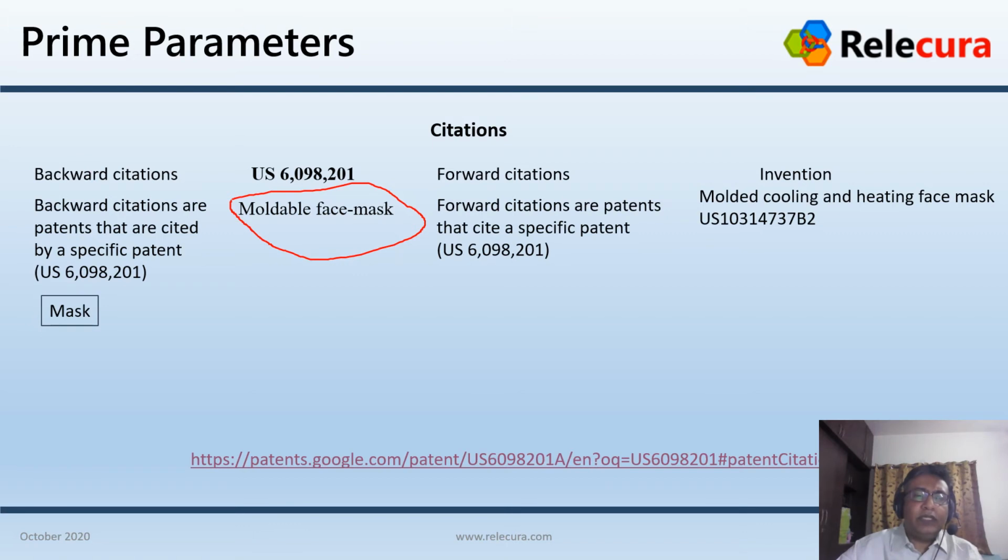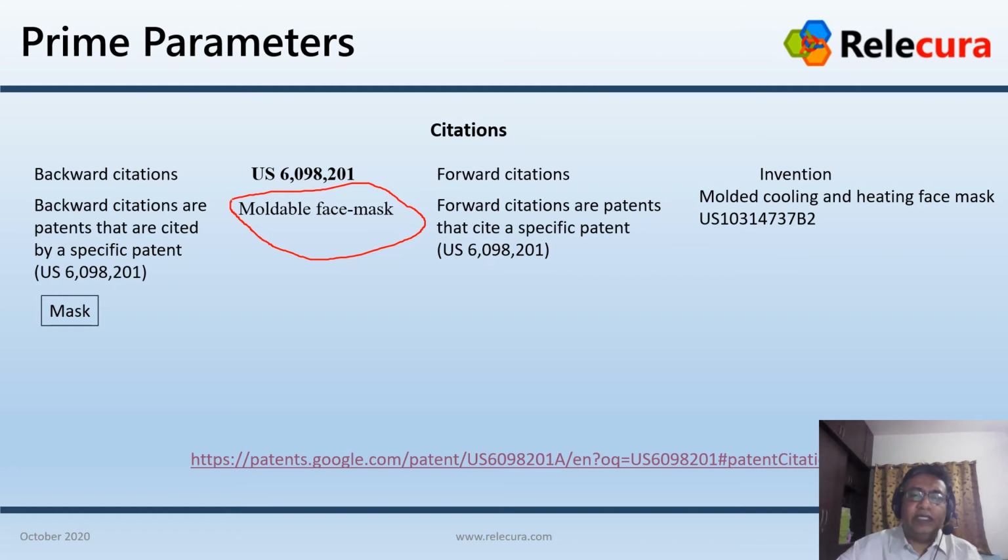So what all problems are there? He looked around at what masks are available. So a simple mask will be the problems or the backward citations. If somebody wants to use his invention, which is the moldable face mask, like this one, he has come up with a moldable cooling and heating face mask. So moldable is there, mask is there, but he has added one more thing, that it can be used for cooling or heating the face also. So he has used this patent and he has come up with this invention.